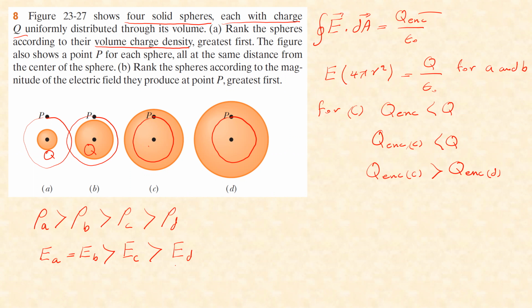All right. Because E times 4 pi r squared is all the same. 4 pi r squared is the same, epsilon naught is the same. So the more charge you have inside, the more electric field you have, right? On the surface of the Gaussian surface. All right.